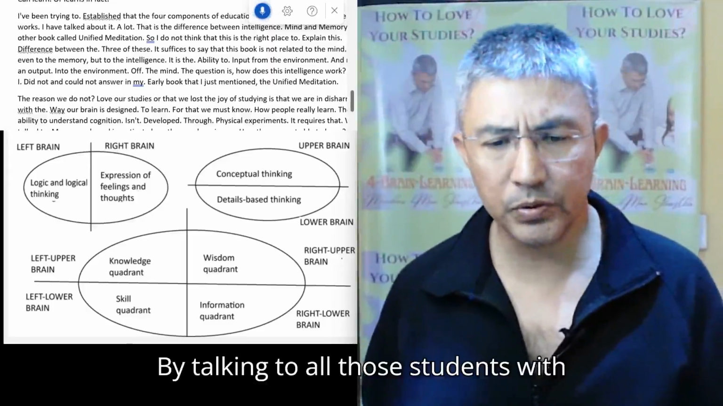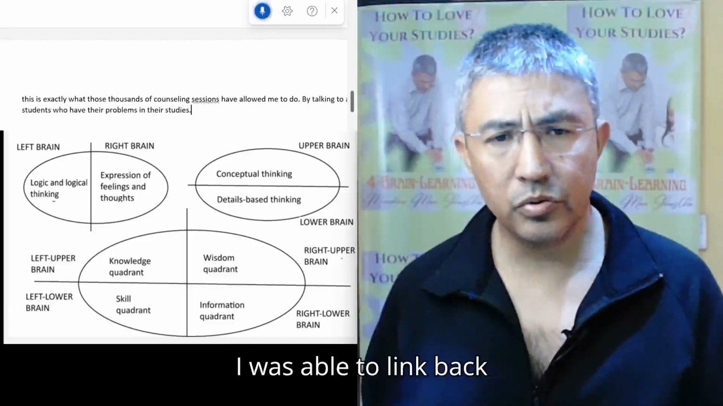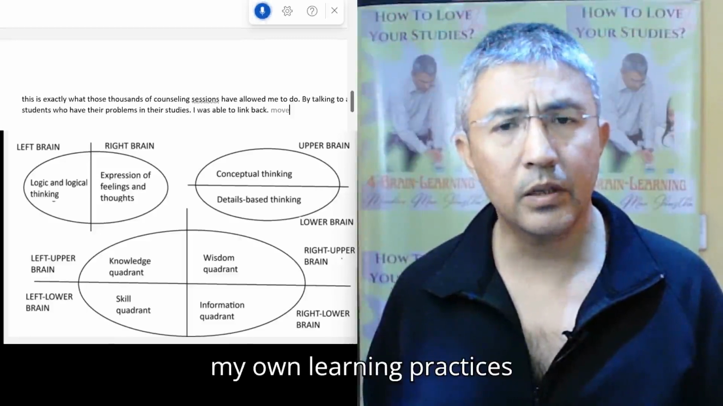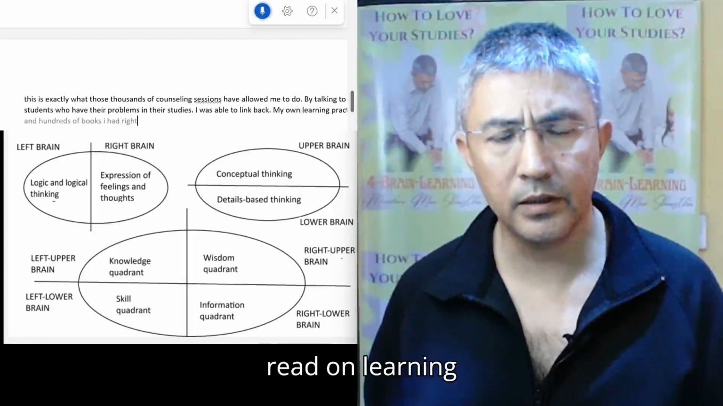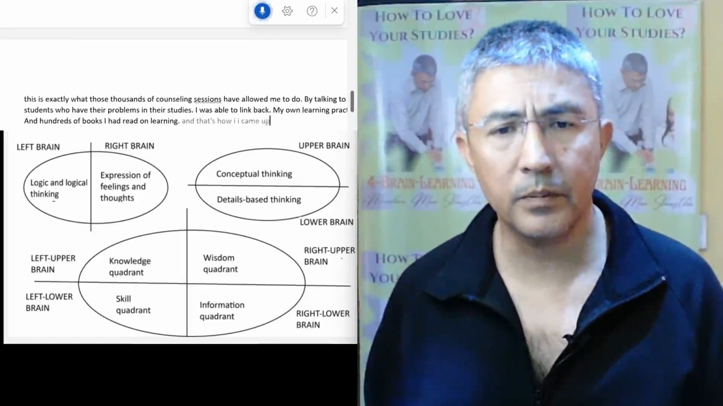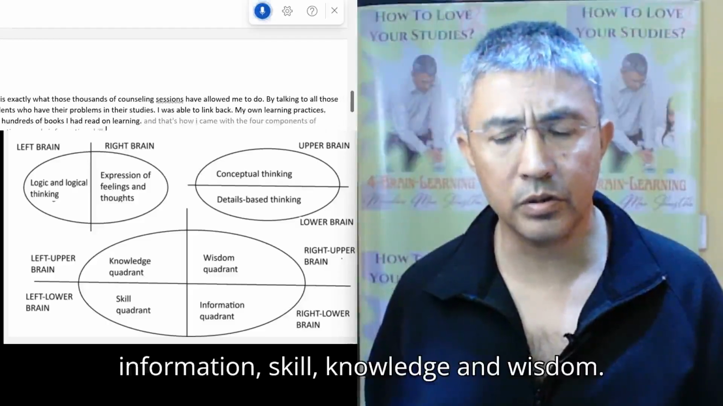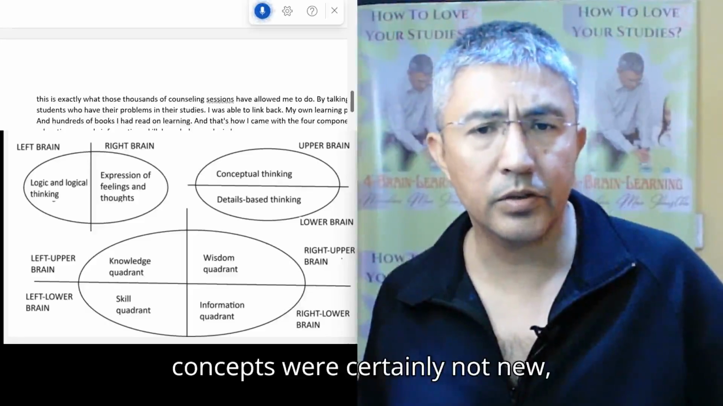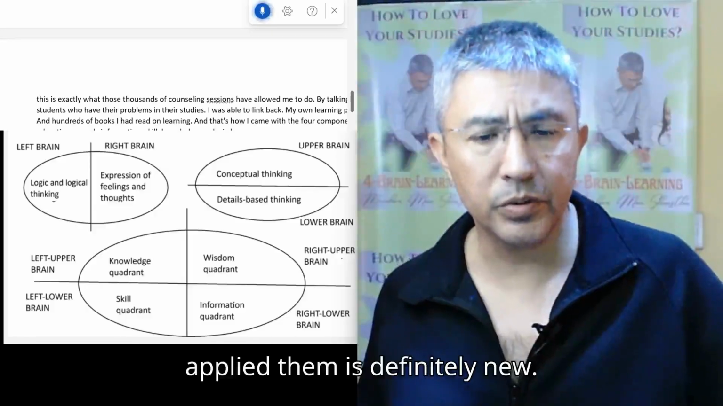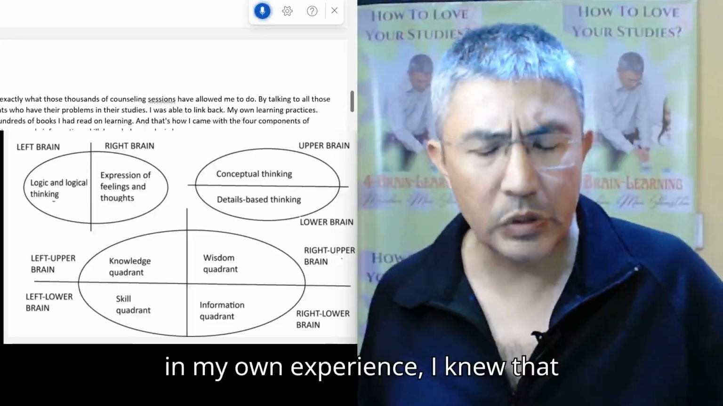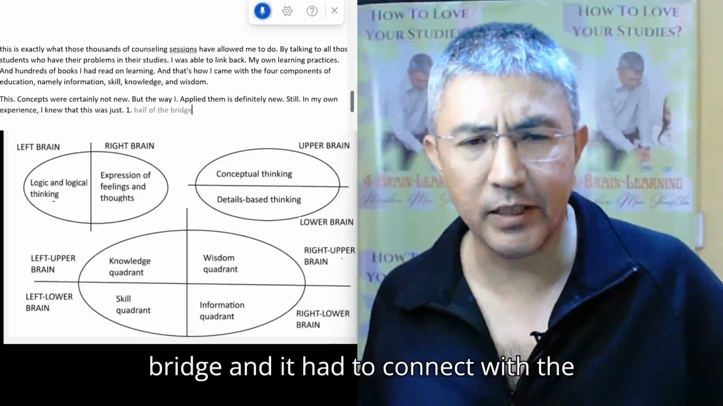By talking to all those students with their problems in their studies, I was able to link back my own learning practices and hundreds of books I had read on learning. And that's how I came up with the four components of education, namely information, skill, knowledge, and wisdom. These concepts were certainly not new, but the way I applied them is definitely new. Still, in my own experience, I knew that this was just one half of the bridge and it had to connect with the other half.